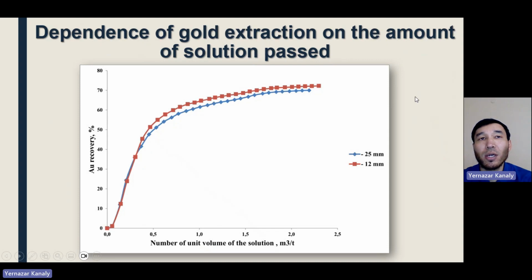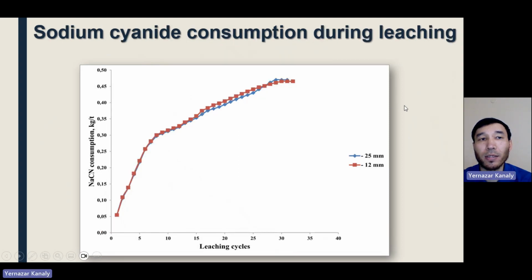The total amount of productive solution to achieve complete leaching was from 2.19 to 2.29 meter cube per ton. Gold extraction into the solution according to operational data, excluding washing solution, was 72%. And the next slide shows cyanide consumption was 0.47 kilogram per ton.